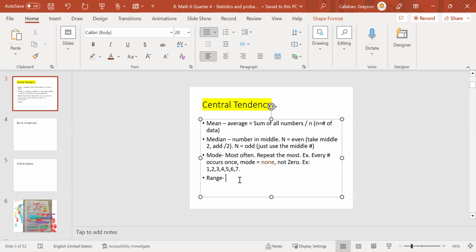What's the range? How do you find the range? Do you know or not know?